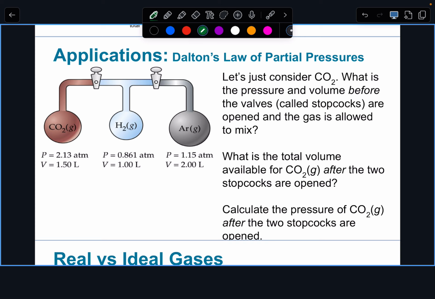Okay? Then we're going to open the valves so that it's now one big container, and we're going to let all the gases mix together in that one big container. Okay, so that's kind of the setup here, and then it's going to walk you through these questions. So go ahead and take a shot at that as just kind of like an application of what we talked about. And you're going to have to apply some of the stuff we did earlier in the chapter. So I think it's good practice for that reason.